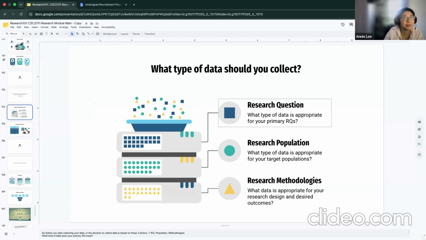So what kind of data should you collect? One, it depends on your research question, right? What is your research question? We talked about that last week. When you formulate your original paper, what is the research question you're asking? And then based on your research question, think about what kind of data will prove your research question?